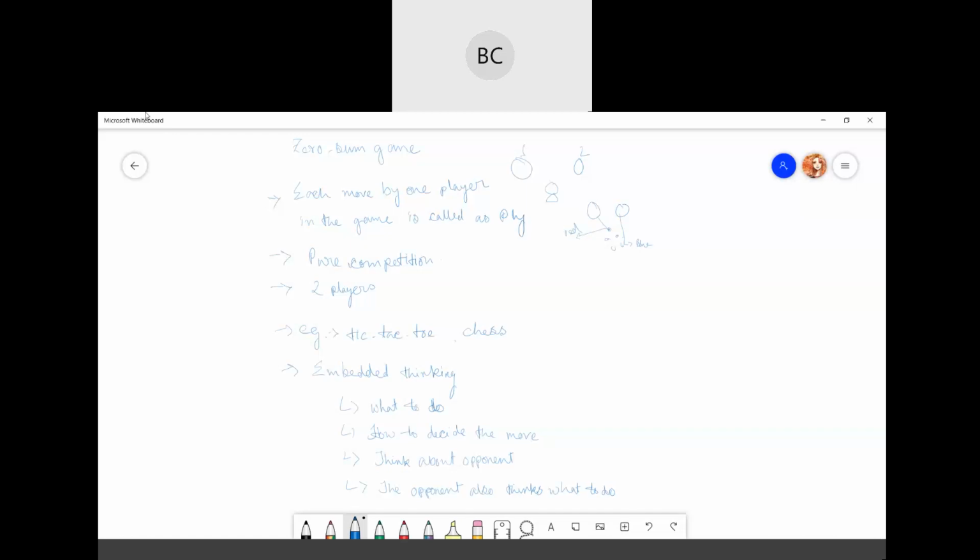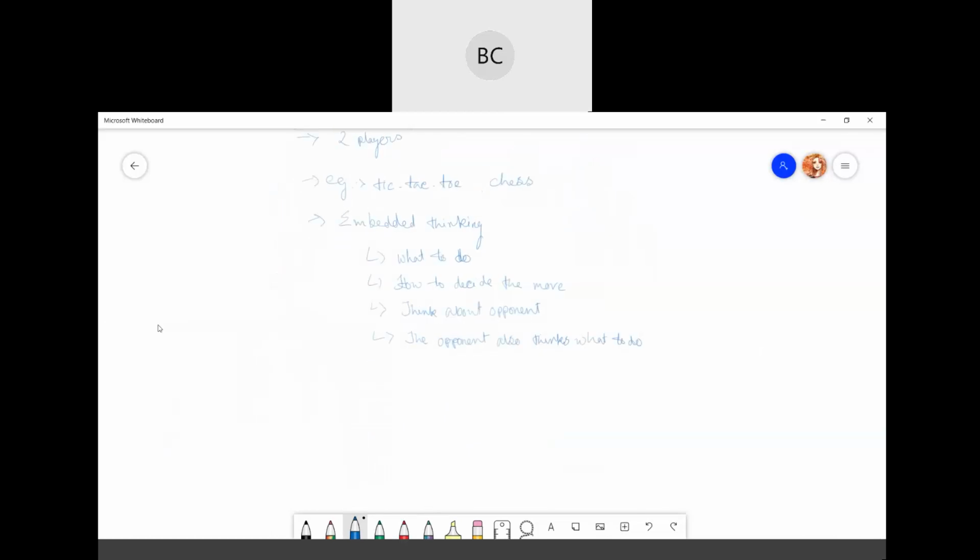Based on that, some utility values will be there at the end of the game, which will always be equal and opposite. For example, in chess, when one player wins, the utility value is plus one, and if the other player loses, the utility value is minus one, and if the game is a draw, the utility value is zero. So in zero sum games, we are going to call it a Max and Min game. I'll come to this part. Just remember, we will call it Max and Min.